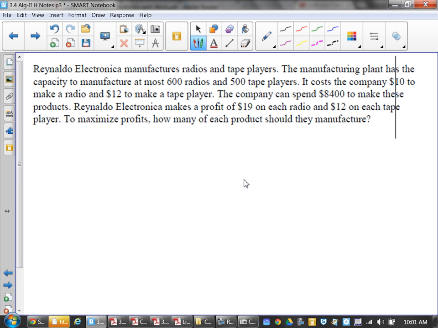So what's their objective? Profit. So let's develop the profit objective function again. I'm going to use P because we're talking about profit. It's fine, it doesn't matter. Since we know they're talking about profit, let's use P. We're talking about two things, radios and tape players. What variable should I use? R and T. How much profit do I make on a radio? 19 times R plus 12 times T for my tape player. You okay on that? All right.